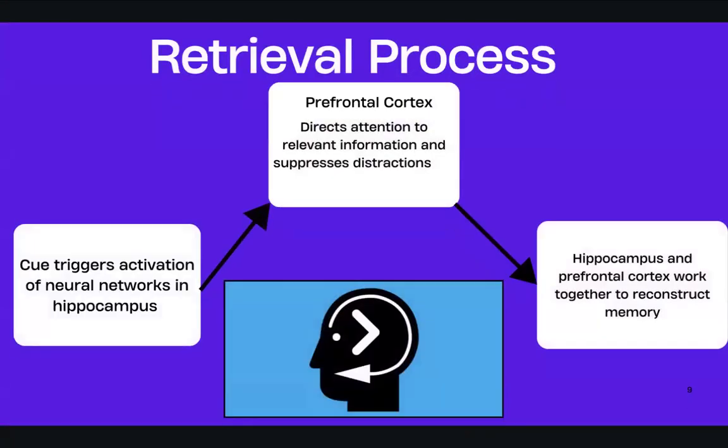Okay, going into the retrieval process. So basically, a cue, which can be either voluntary or involuntary, triggers activation of the neural networks in the hippocampus. Once these neural networks are triggered, the prefrontal cortex directs attention to the relevant information and suppresses irrelevant information and distractions. And then the hippocampus and the prefrontal cortex work together to reconstruct the memory.